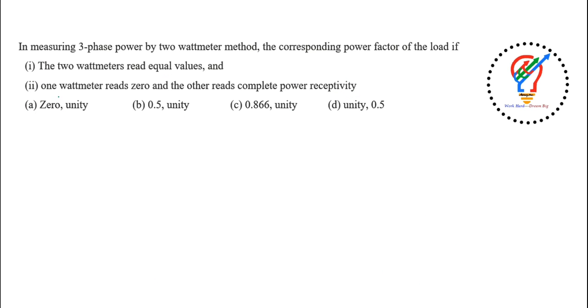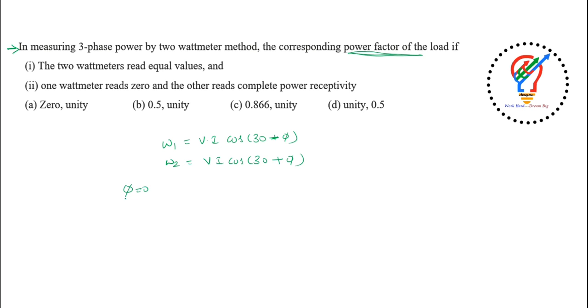And let's discuss the last question of this session. In measuring three-phase power by the 2 wattmeter method, we need to find the power factor of the load. Compulsorily, one question will be there on this power factor. In the 2 wattmeter method, 2 wattmeters read equal values, or 1 wattmeter reads 0 and the other reads complete power, respectively. Let me take W1 equal to V into I into cos(30 minus phi). W2 will be V into I into cos(30 plus phi). This is a basic formula here. Among the options, I'll take one option here.